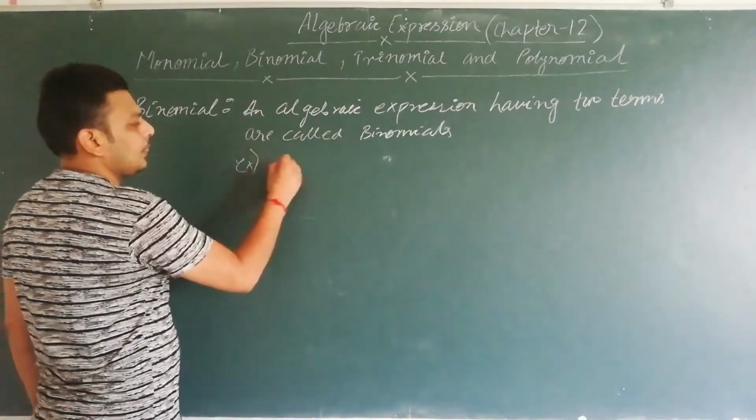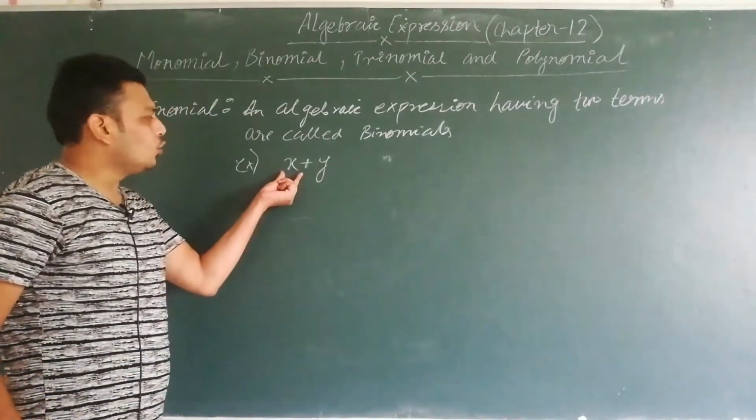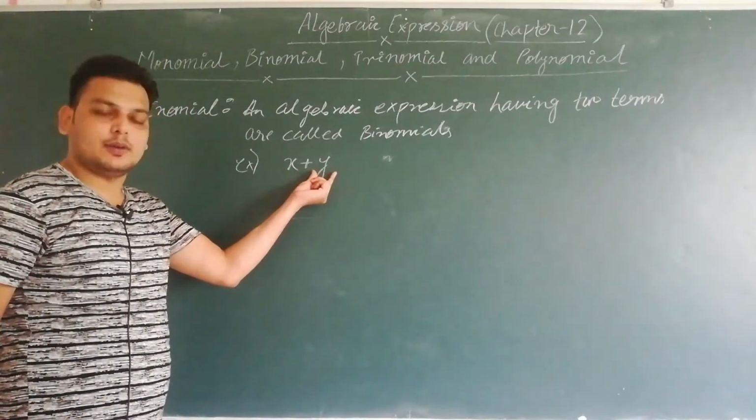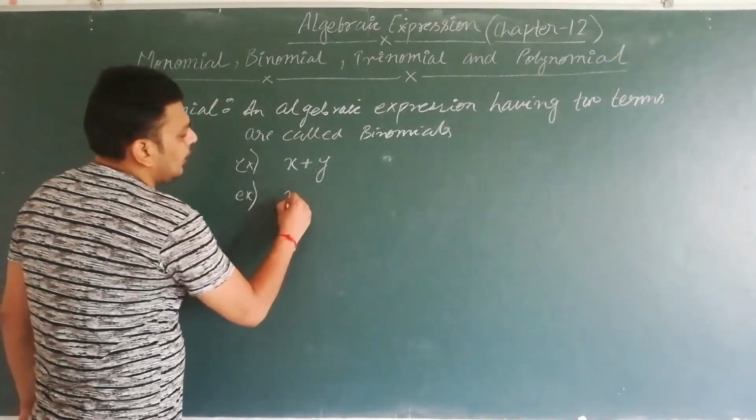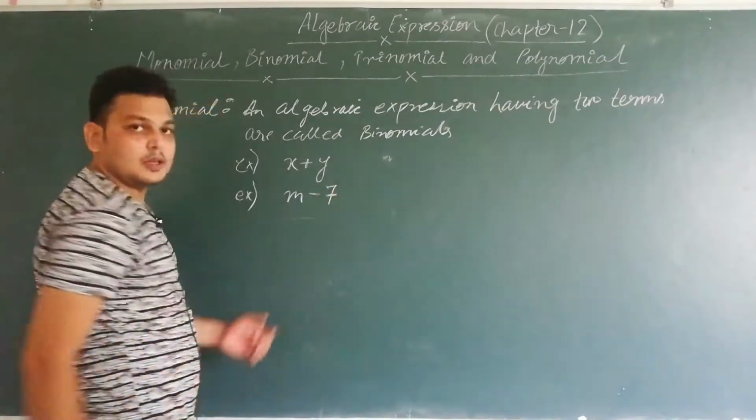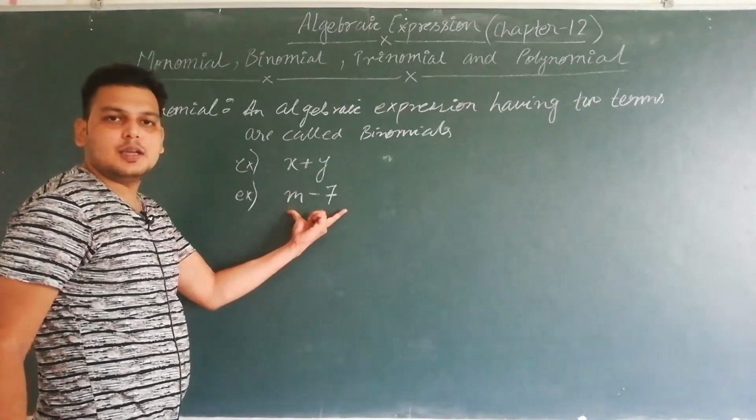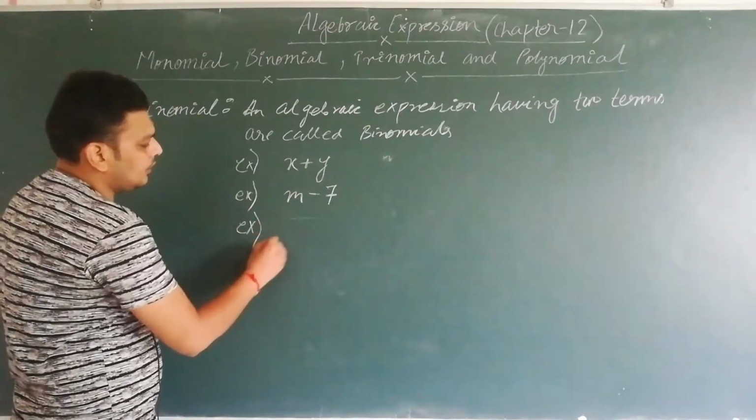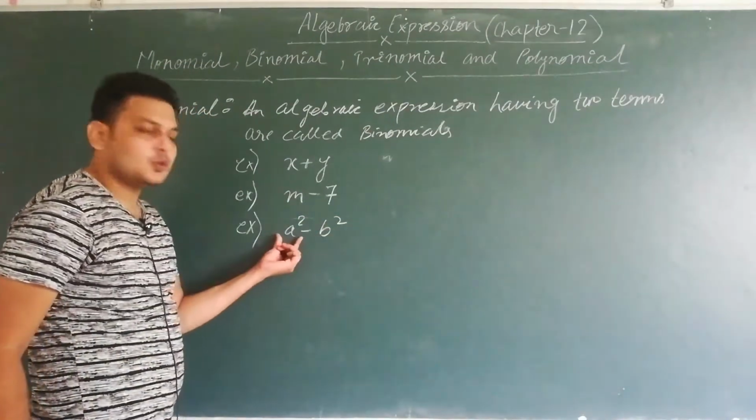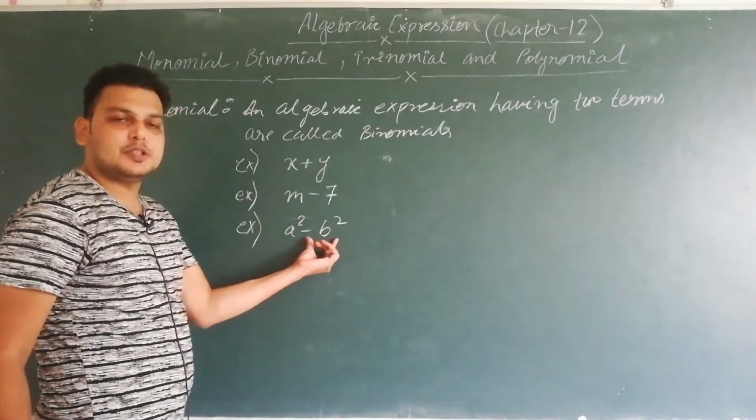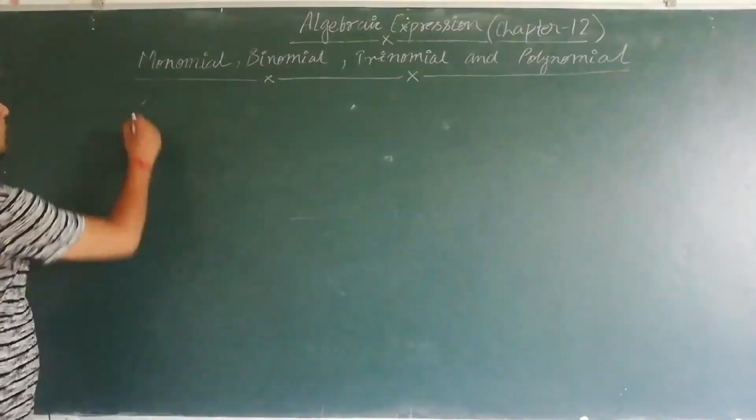Example: x plus y. It is having two terms. First is x, second is y. So it is a binomial. Another example is m minus 7. m is the first term and minus 7 is the second term, so it is a binomial. Third example is a square minus b square. a square is the first term and minus b square is the second term, so this is also a binomial.